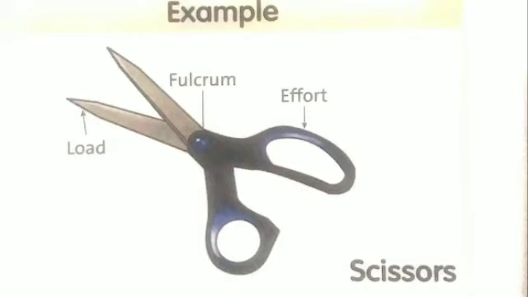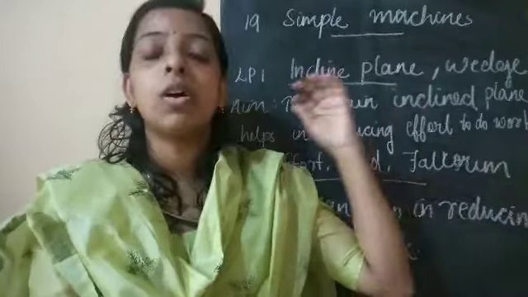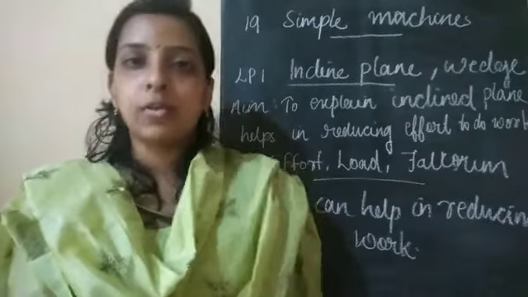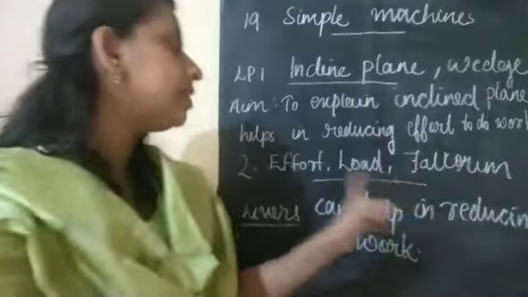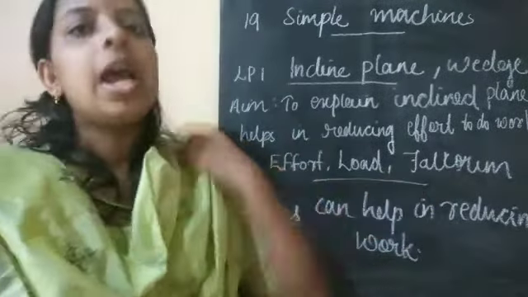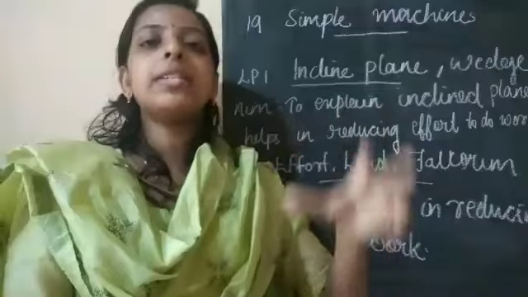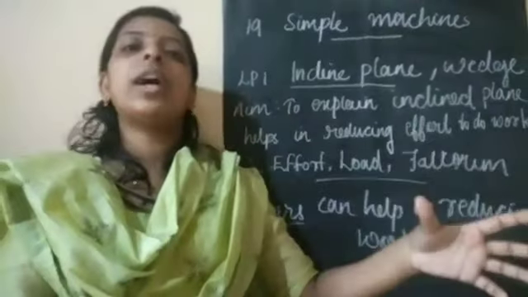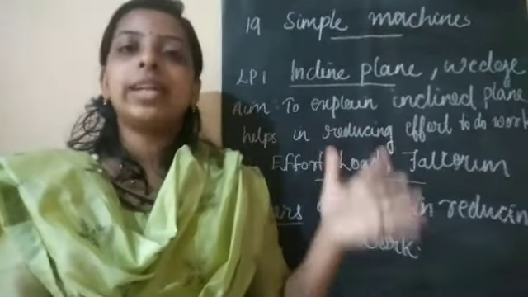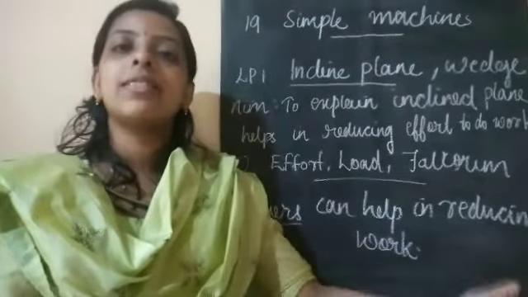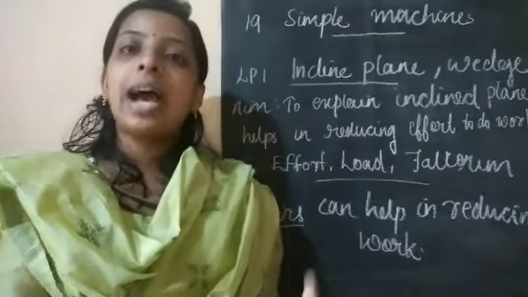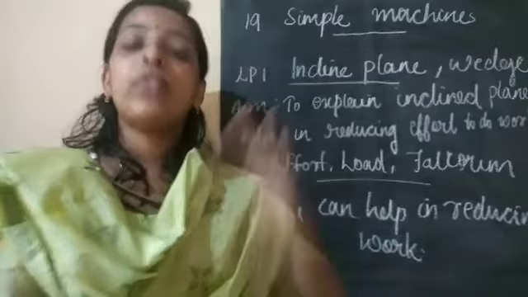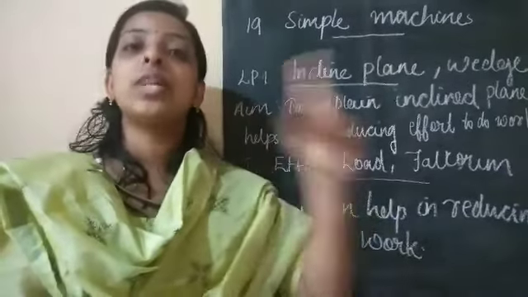Okay, so we learned what a lever is. A lever is a simple machine. It helps us to lift a heavy object or heavy load with less effort. And the three main parts are effort, load and fulcrum. On the basis of their position, we can divide the lever into three categories: first class lever, second class lever and third class lever. First we can discuss the first class lever.